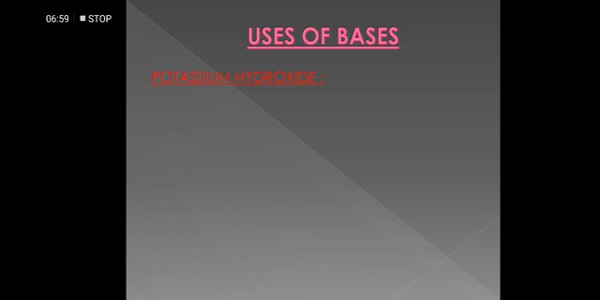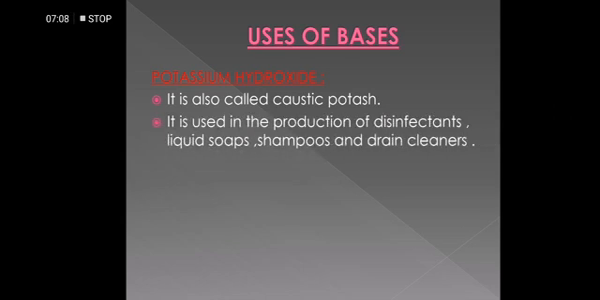Now we will discuss some more bases and their uses. Potassium hydroxide is also called caustic potash. It is used in the production of disinfectants, liquid soaps, shampoos, and drain cleaners.